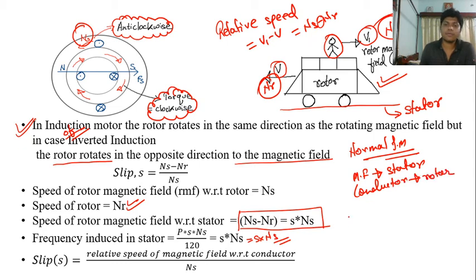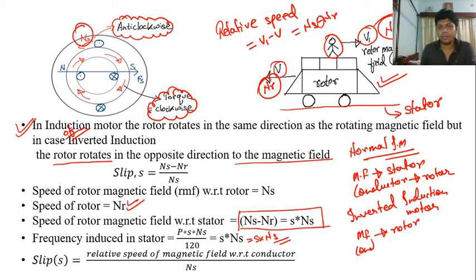But in an inverted induction motor, what happens? The magnetic field is produced on the rotor side, and the conductor means the stator. This is the most important thing regarding the normal induction motor and the inverted induction motor.